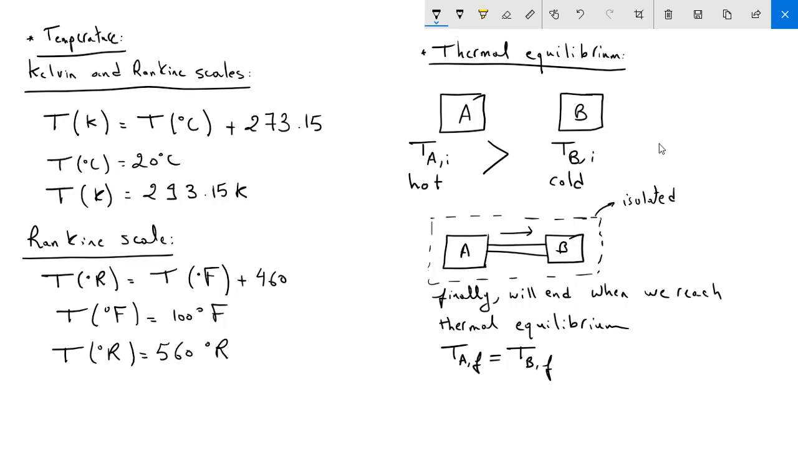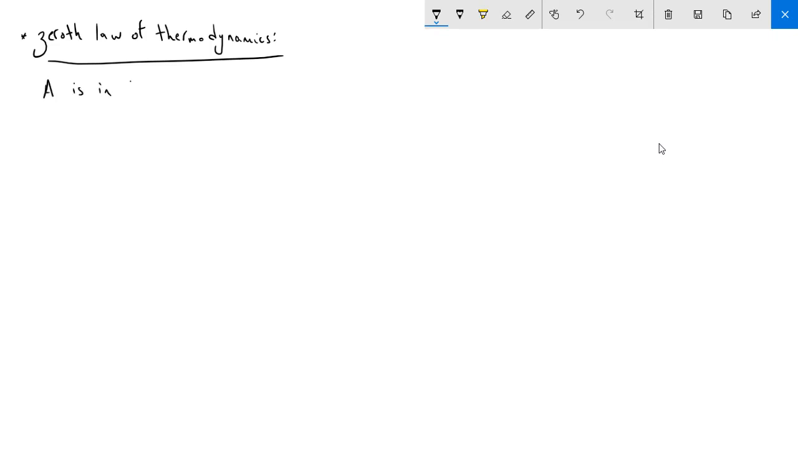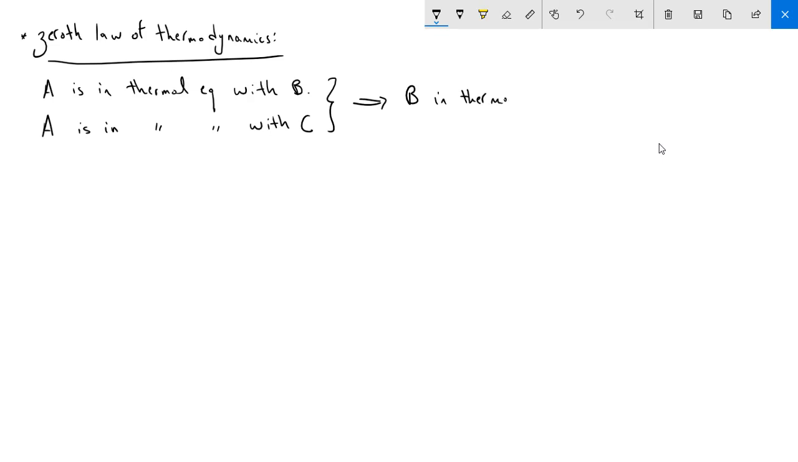Based on this concept, we talk about the zeroth law of thermodynamics. The zeroth law of thermodynamics says that if an object A is in thermal equilibrium with an object B, and if object A is in thermal equilibrium with another object C, that means that B should be in thermal equilibrium with object C.